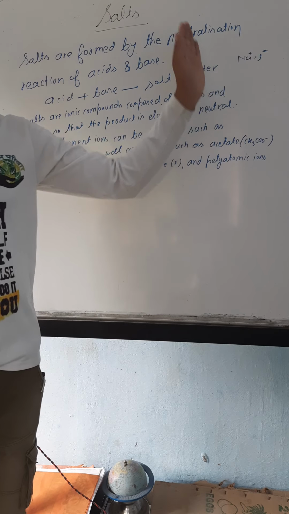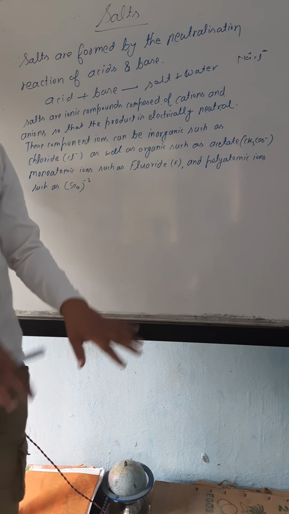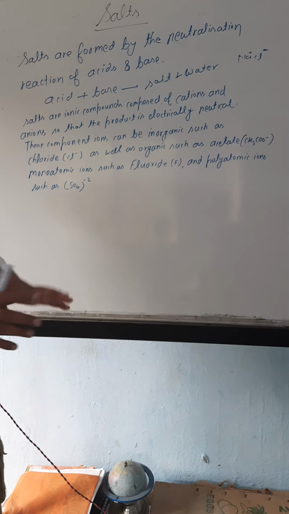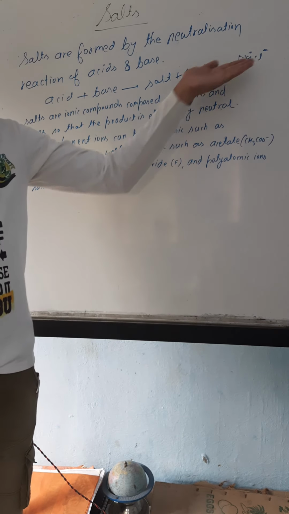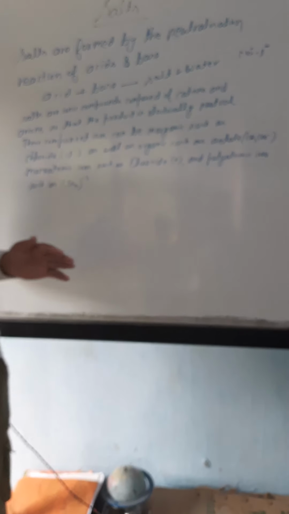How many positives and how many negatives are there, both make each other neutral. So no net charge is there. If no net charge is there, we would call this electrically neutral. So salts are electrically neutral, having cations and anions. Are you getting this? And salts might have inorganic ions.